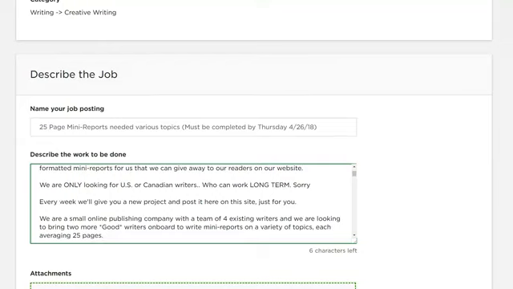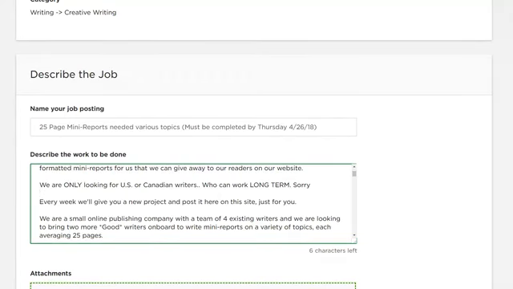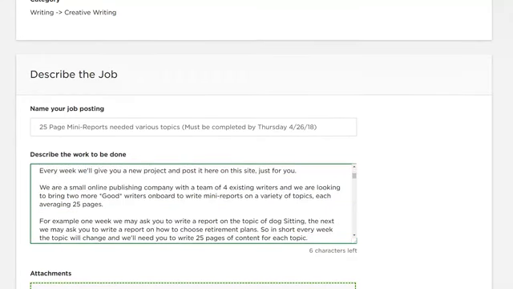Every week we'll give you a new project. I post it here on the site just for you because I want to attract people that are looking for long-term work. I want to attract people that want to be around for a while, right? And that I can rely on, especially if they're good. And then I'll go into, we're a small online publishing company with a team of 4.